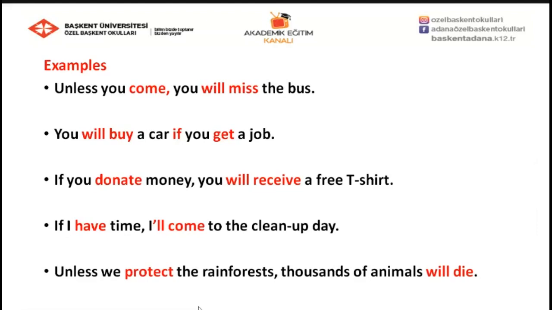For example, unless you come, you will miss the bus. You will buy a car if you get a job. If you donate money, you will receive a free t-shirt. If I have time, I will come to the cleanup day. Unless we protect the rainforests, thousands of animals will die.